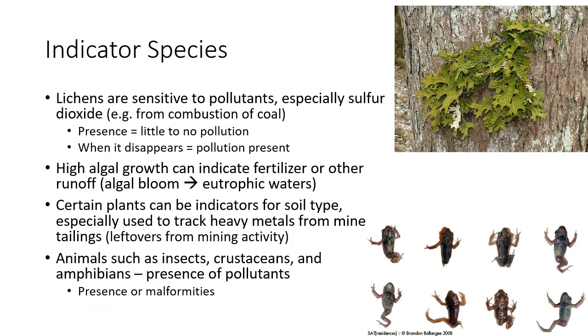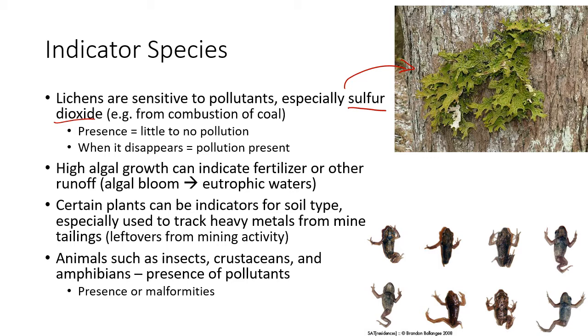Some other examples of indicator species: lichen are really good at identifying sulfur dioxide in the atmosphere, which is useful for detecting pollution coming from volcanic activity or from the combustion of coal or diesel, any of those things. When lichen are present, and there are specific species of lichen that you're looking at that are a little bit beyond what we need to get into, but if they're present, there's little to no pollution. If they're absent, that probably means that pollution is there. If they were there in like 1970 and they're not there anymore, that means that something has changed in the environment and it's probably some type of pollution that we can then further investigate.